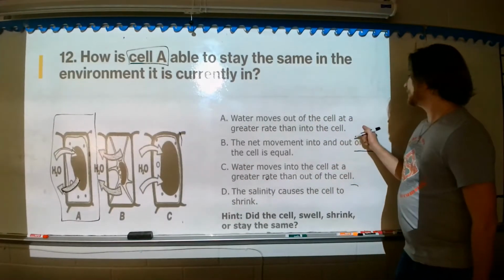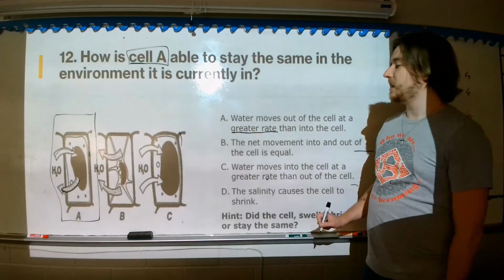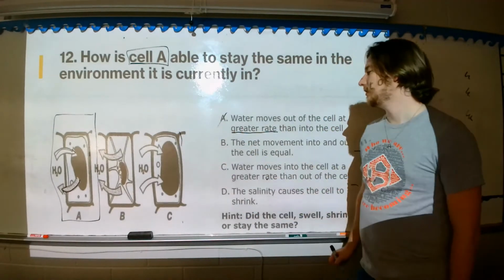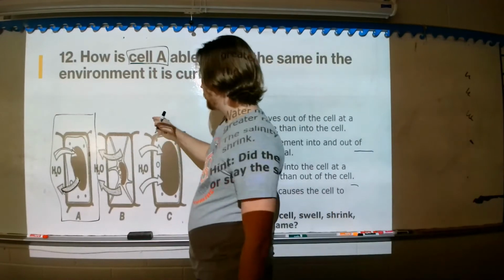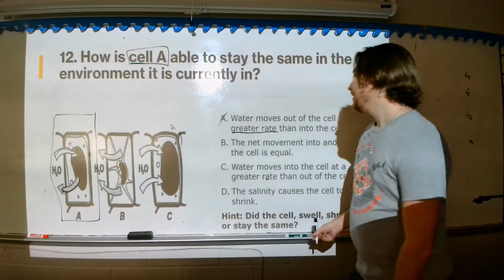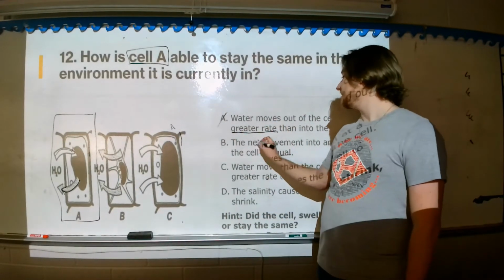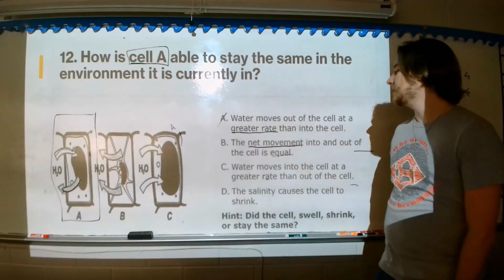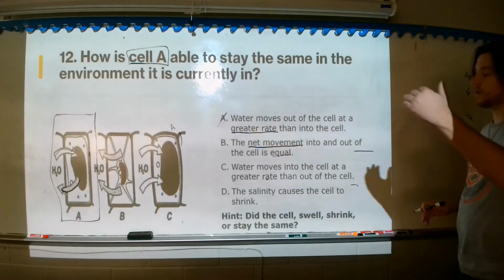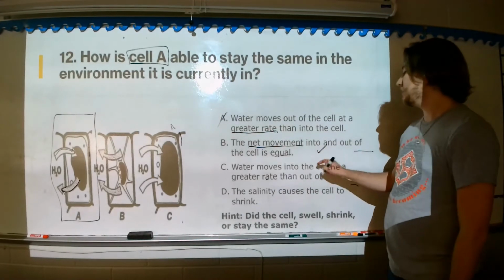Water moves out of the cell at a greater rate than into the cell. It's moving in at the same rate. There's no greater rate. The greater rate would be this cell, so this would be A. The net movement into and out of the cell is equal. I see equal, I see net movement. Remember, net movement means the added up total, how much are you losing and how much are you gaining at the same time. So this might be it.